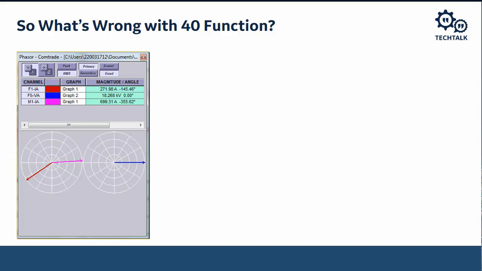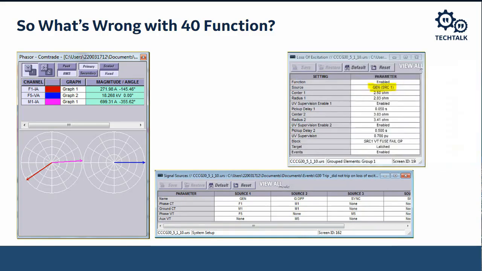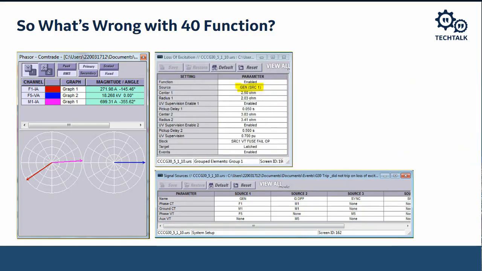Voltage sort of looks correct. But let's take a look at the actual settings. When we look at the signal source settings, there is a signal source that is using the M1 currents for the generator diff, and there is a signal source that's using the F1 currents and the F5 voltages for the generator.